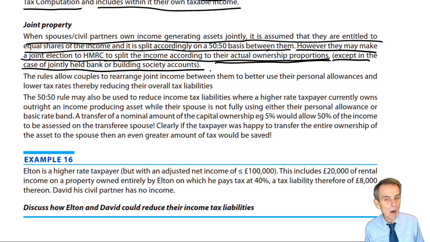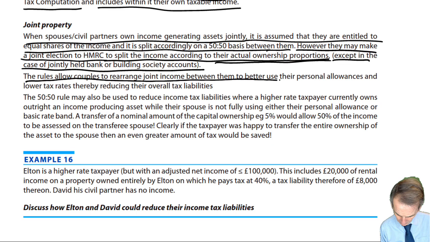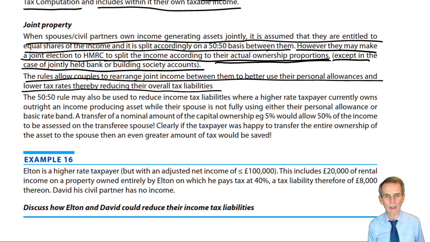But where you see it mostly being applicable and mostly being tested here in any exam scenario is in relation to property income, a jointly owned property. So the rules allow couples to rearrange joint income between them to get the better use of their personal allowances and lower tax rates, thereby reducing their overall tax liabilities.